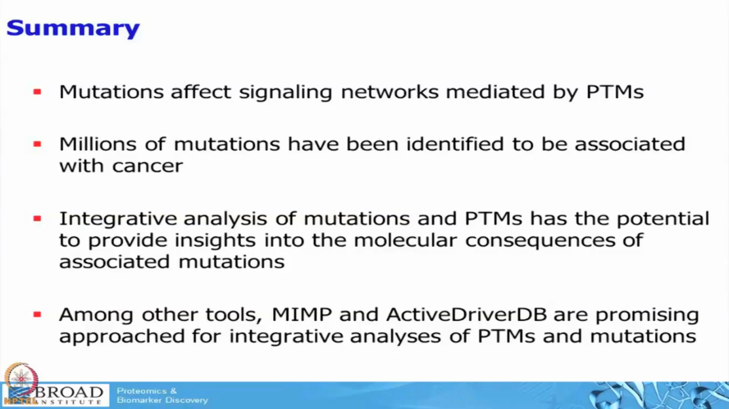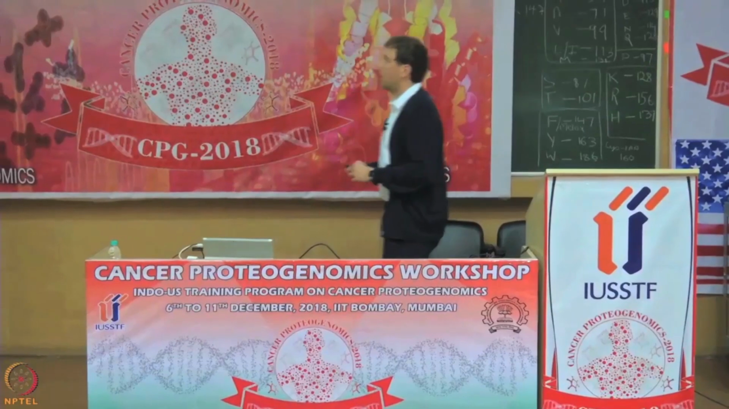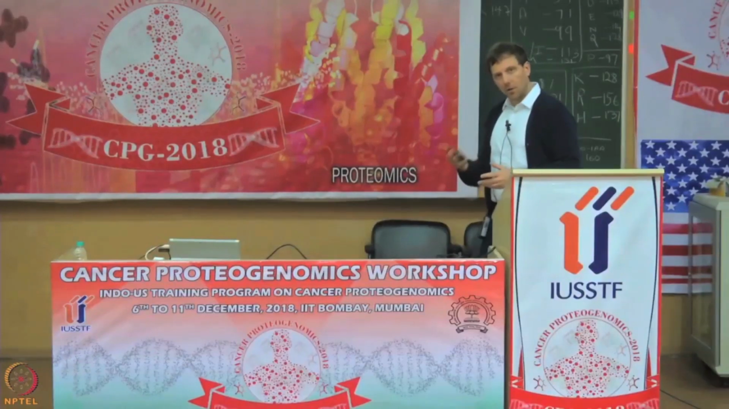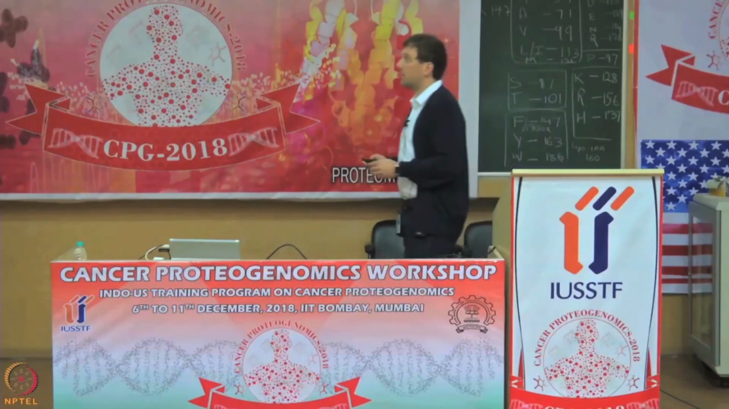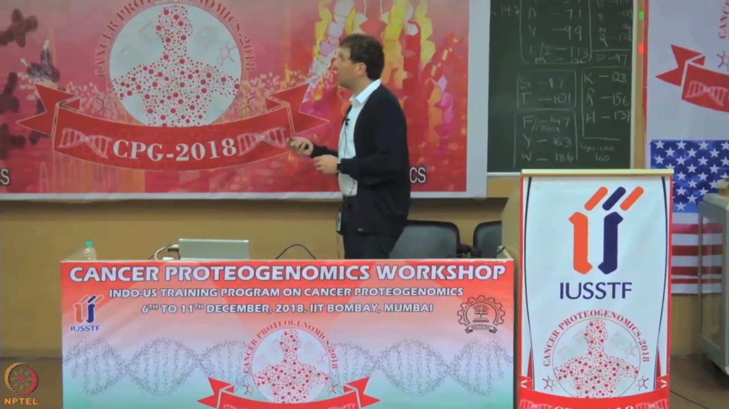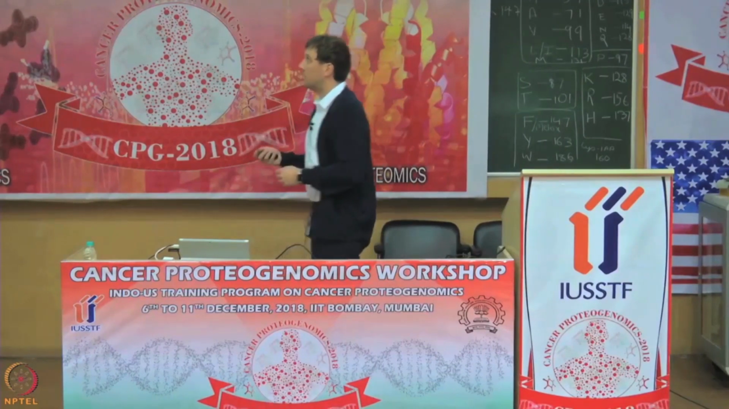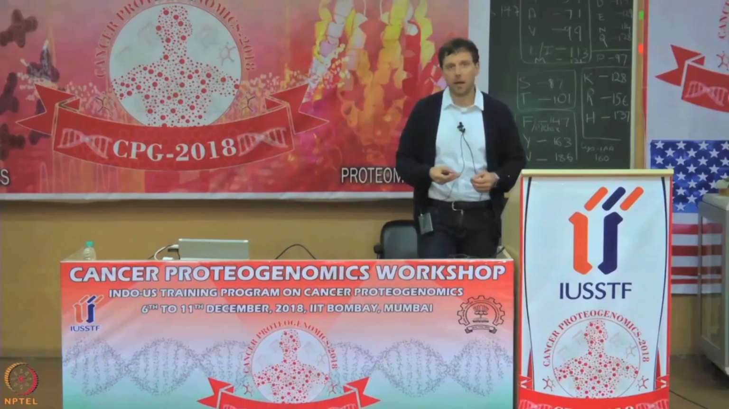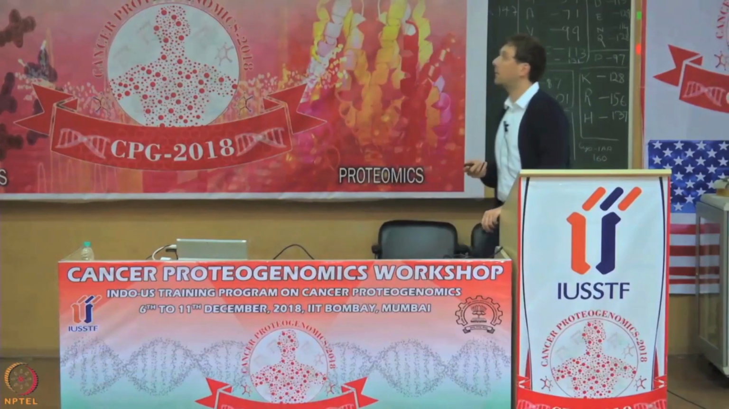So to sum up, mutations affect signaling networks. I don't think there's any doubt that this is happening. Millions of mutations have been identified that are associated with cancer, but we still don't know the exact molecular mechanism. So what is the association between genotype and phenotype? I think that the integrative analysis of these mutations and PTMs has great potential to shed light on these kinds of relationships.